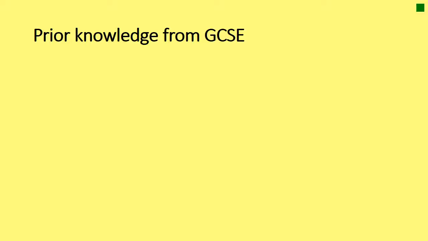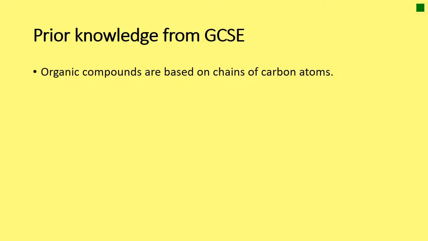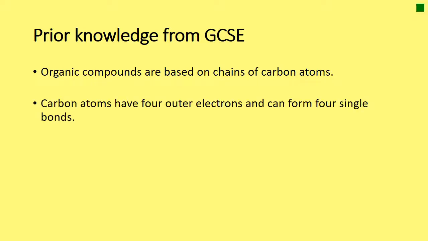Okay. So just before we get on to the A-level stuff, let's just check your prior knowledge from GCSE, which is sort of general organic chemistry knowledge. Do you know that organic compounds are based on chains of carbon atoms, usually long chains of carbons connected to hydrogens? You'll remember that the carbon atoms have 4 outer electrons, carbon's in group 4 after all, and they like to form 4 single bonds, or in fact a multiple of double bonds alternatively.